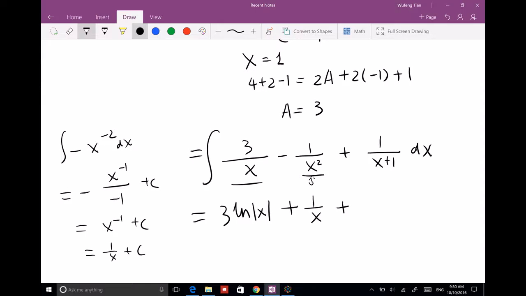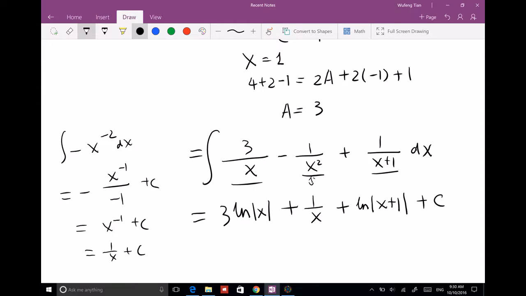Okay, next one. How about this one? Natural log of x plus 1. Natural log x plus 1. Perfect. Thank you very much, Nicholas. You did a very good job. Okay, plus c. Now we're done with this. So everyone, are you good with it?